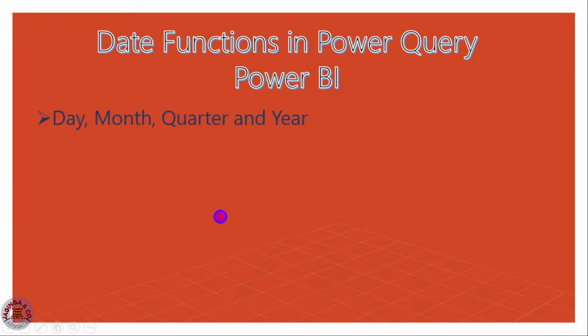Now I want us to work on a different topic, the date functions in Power Query within Power BI. We have quite a number of date functions within Power BI, but I just want us to deal with the major ones. First we'll start with how to extract a day, month, quarter, and year when you are given a date table. So how will you get the day of the year, the month of the year, the quarter of the year, and the year itself from that date table?